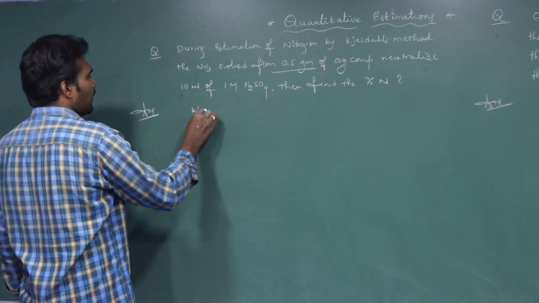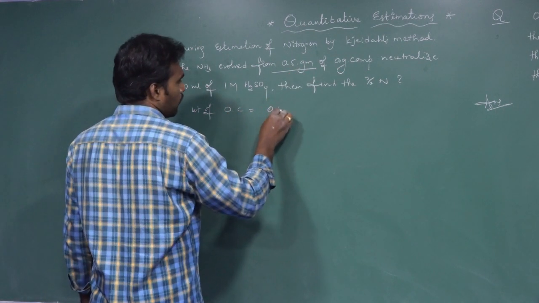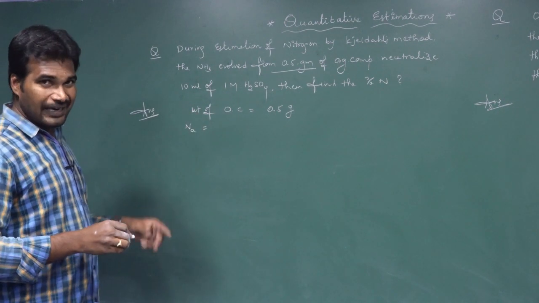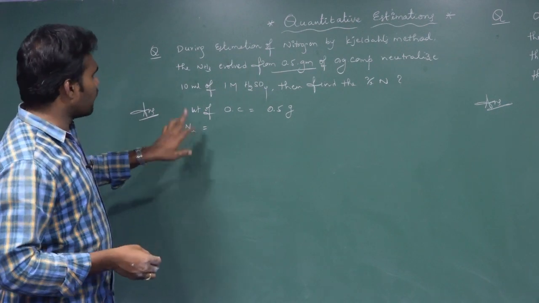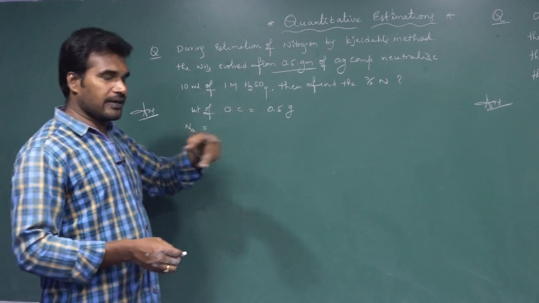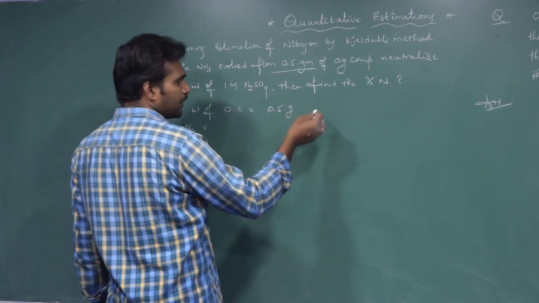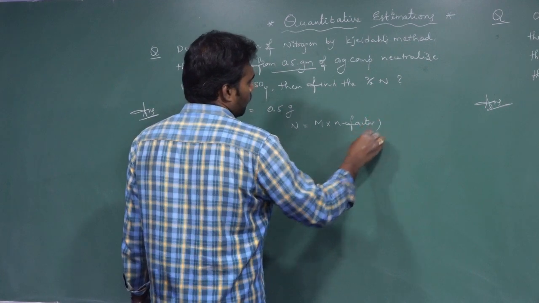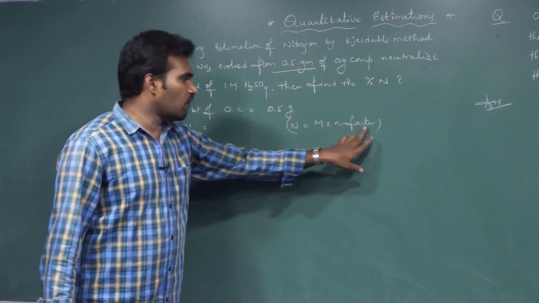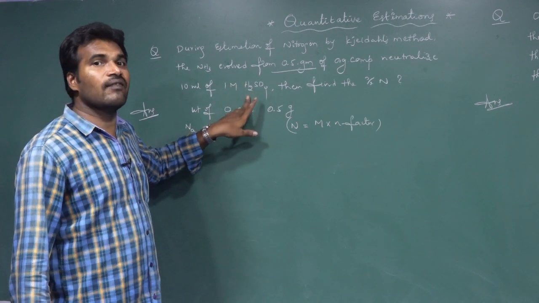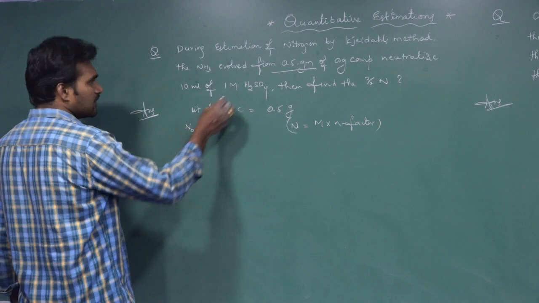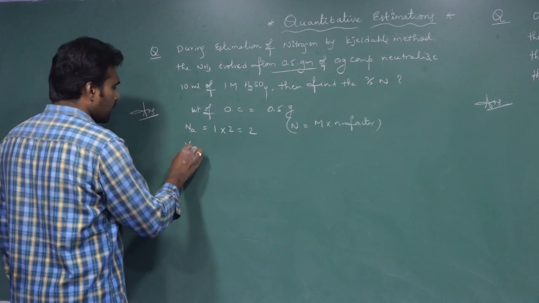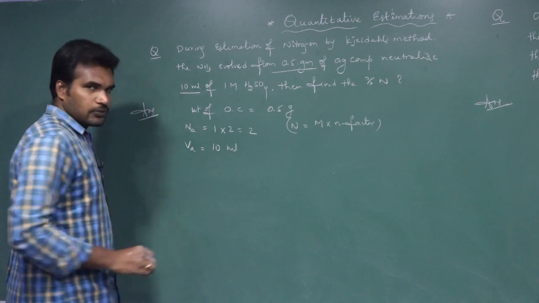Okay, see, what is the weight of organic compound? That is 0.5 grams. And normality of acid, Na, and volume of acid, Va, we need. Normality of acid is given as 1 molar. Capital M stands for molarity. How to convert the molarity to normality? Remember that normality is equal to molarity into N factor or valency factor. Here what is the N factor for H2SO4? It's a dibasic acid, so its N factor is 2. So Na is equal to 1 molar into 2, that is 2. And Va, volume of acid, is 10 ml. Now substitute the values in the formula.